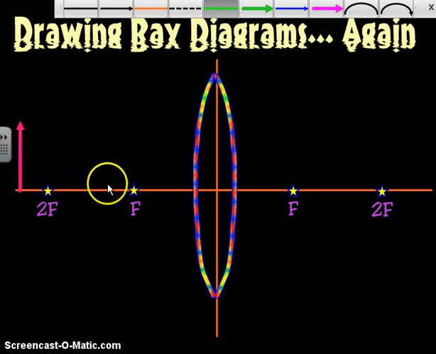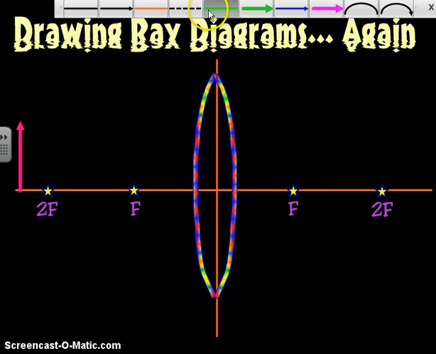I have my principal axis, just like you have on a mirror. But one thing that's a little bit different is I also have a vertical axis here. That vertical axis splits my lens in half. Also, I put a focal point on each side of the lens. Each focal point should be the same distance from this vertical axis. And then I use the point 2f because we don't have a center of curvature on a lens. So I have a point 2f on either side as well. I've placed my object here outside of 2f.